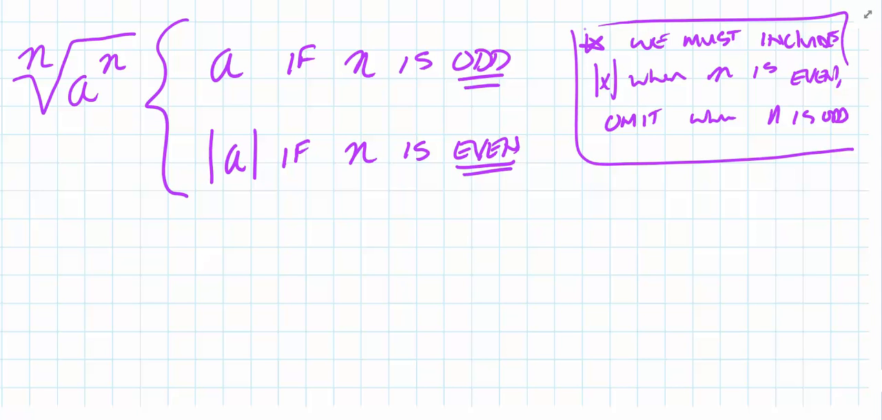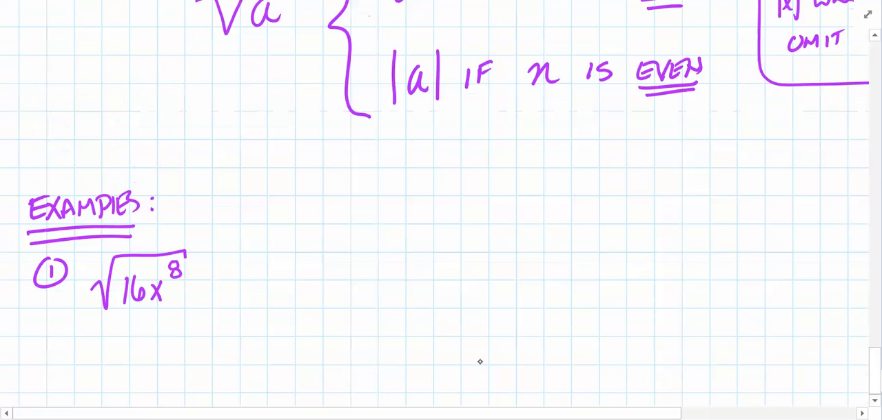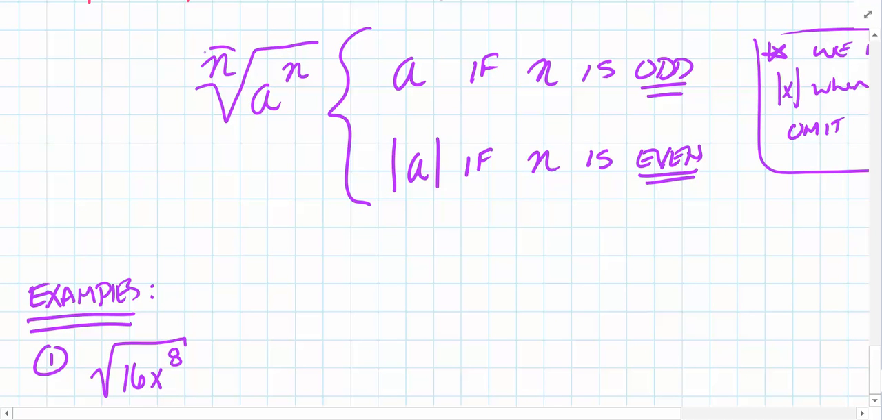Alright, let's go ahead and simplify the radical square root of 16x to the 8th. Now, what's our index? Our index is 2. That's an even number. So we're going to include absolute value signs when it makes sense for us because our index is 2. The number that's sitting on the outside is even, so we're going to include this. So the number that's sitting here is the number 2, even though we don't write it. Everyone still with me, though?